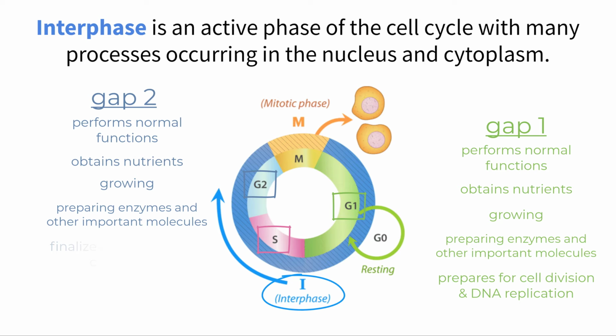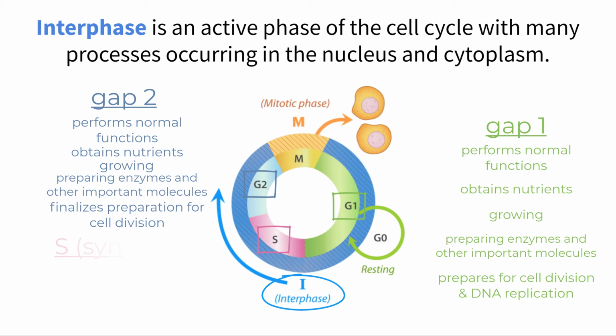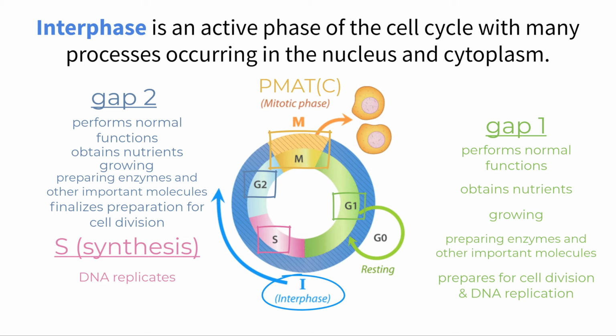The middle stage, called the S or synthesis stage, is when the DNA gets replicated. This process of replication creates an entire new copy of DNA from the existing strands, which is important because when the division process happens, each daughter cell needs its own set of DNA to function. This replication step makes that possible. So gap 1, S, gap 2, and then the M phase, which is the actual division part we went through on the last slide. This is called the mitotic phase, when the cell goes through the PMAT structure: prophase, metaphase, anaphase, telophase. Once that is done, we have two new cells that go back into G1 of interphase.